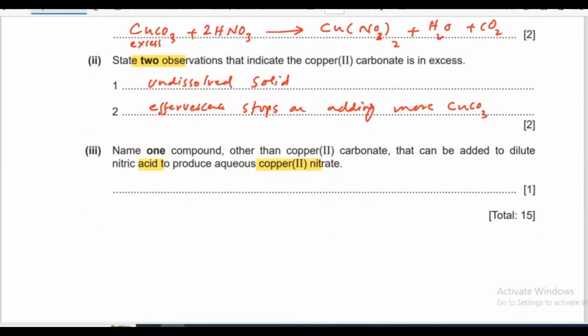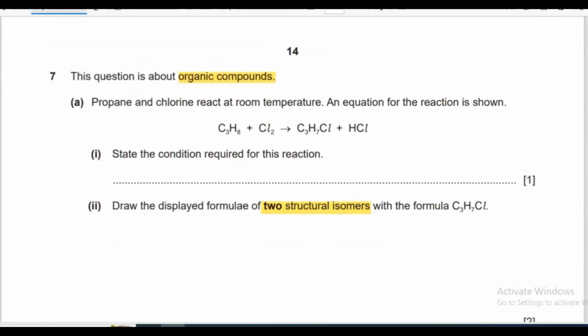Name one compound other than the copper 2 carbonate that can be added to the dilute nitric acid to produce aqueous copper 2 nitrate. You can use a metal oxide or hydroxide, meaning copper 2 hydroxide or copper 2 oxide. So copper 2 hydroxide, copper 2 oxide, and copper 2 carbonate all react with the nitric acid to form copper 2 nitrate salt.